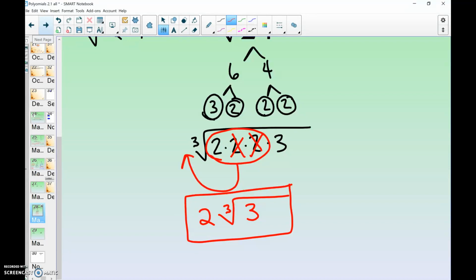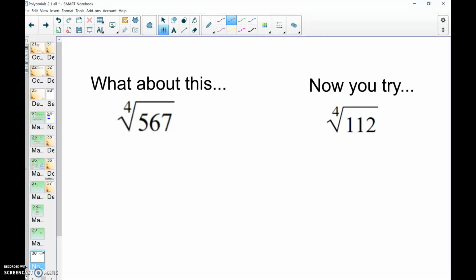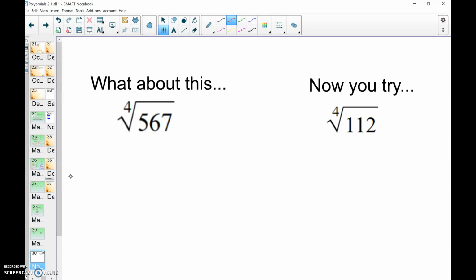Now, the rest of the page, you've got some square roots, you've got some cube roots. 4th roots, same exact process. It just means that you need 4 of the same number to break out of jail. So anything that I did not go over is your assignment. So you need to complete everything else on the front side and the back side.